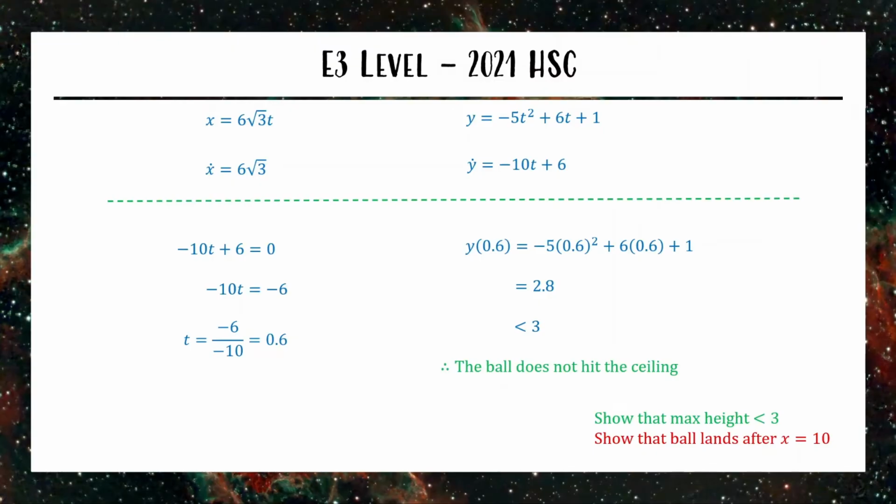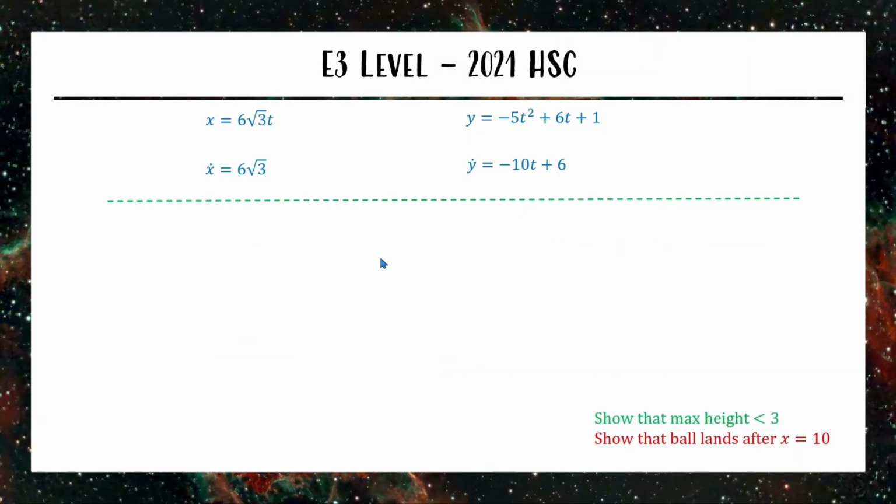Now to finish off this question, we've got to prove the statement in red, which is that the ball is landing after x equals 10. So if you want to find where the projectile lands, you want to find the range. You want to find when the y value is equal to 0. Okay, you're trying to find when the height goes from the ground back down to the ground. So landing time is when y is equal to 0. So let's figure it out.